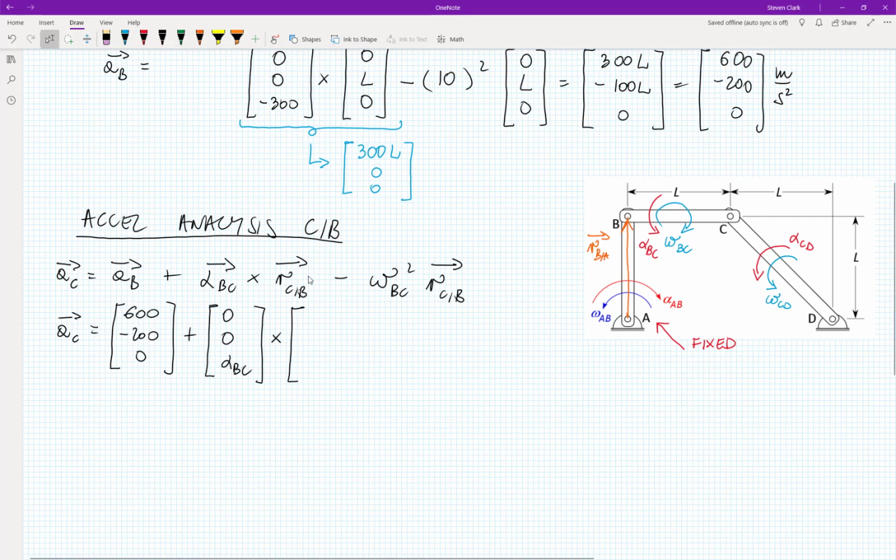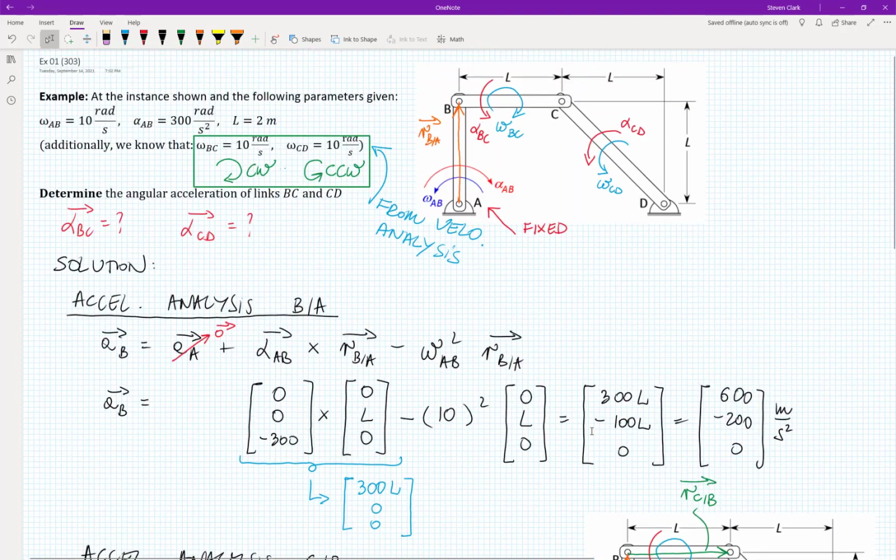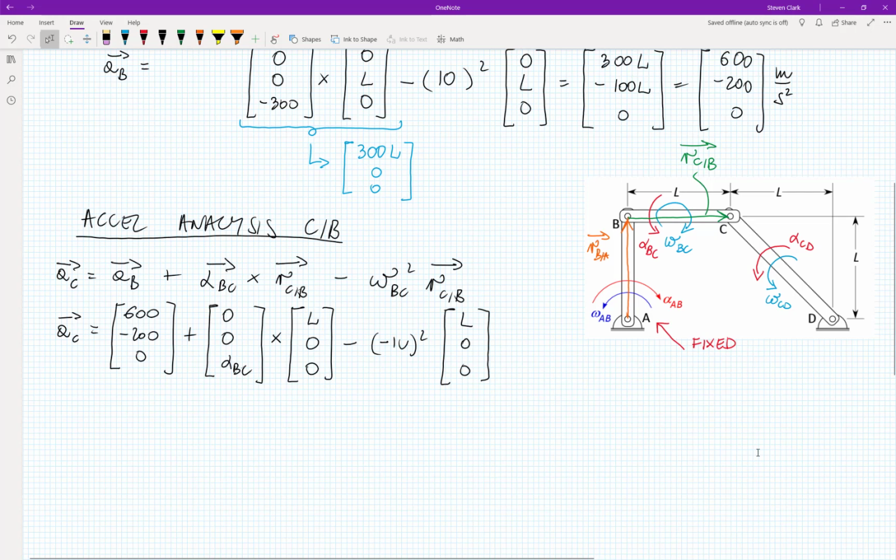Okay, and this vector is not on the board. I must draw it. And this will be the horizontal one. So this guy is RCB. And since it's horizontal, I believe that its components will be L, 0, 0. Okay, minus omega BC squared, L, 0, 0. Okay, and omega BC, I obtained yesterday, right? Omega BC is 10 clockwise, as you can see in here. So it will be minus 10 in here. But it doesn't matter if it's minus or plus. It's squared anyway, so that minus doesn't matter.